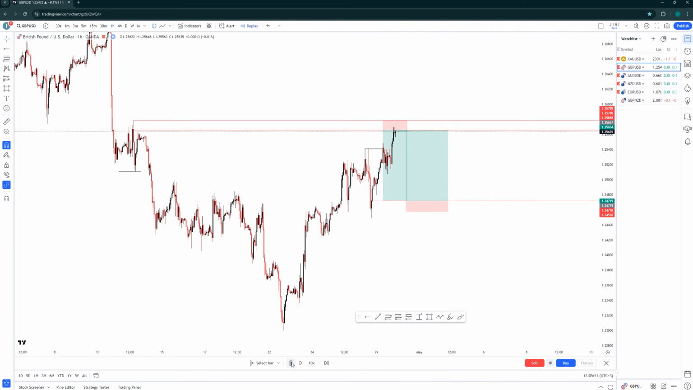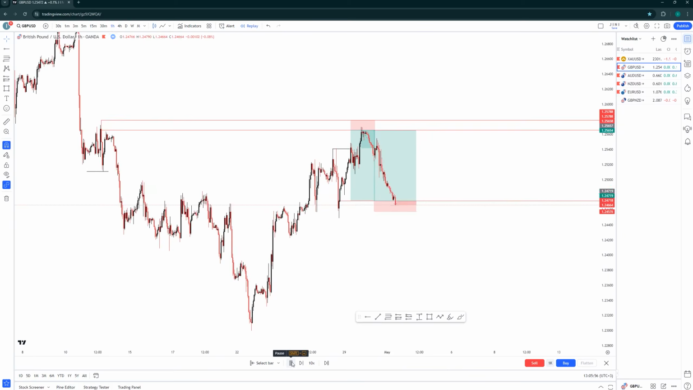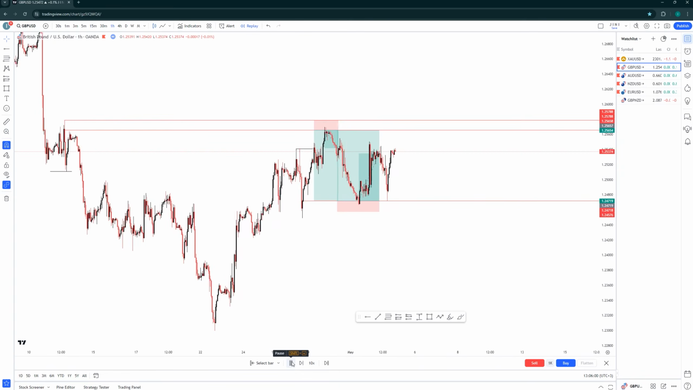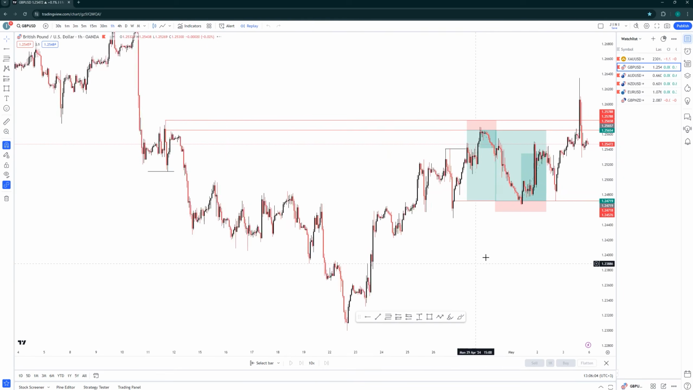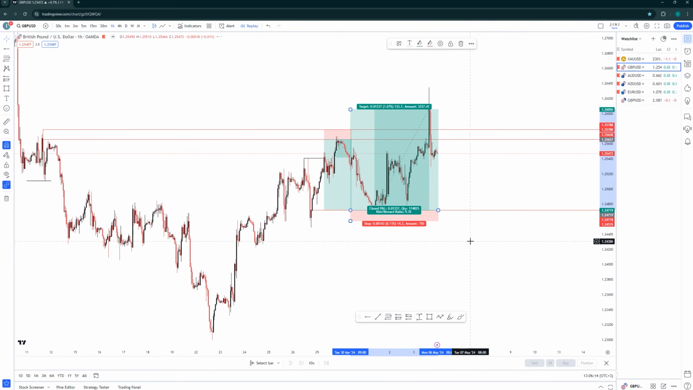So let's see how the price reacted. The price took the sell entry, but also the price took the buy entry and activated our take profit, as you can see. So that is how this GBP USD bought this week. It was a very, very simple trade. A very, very simple technique was used to execute that trade.